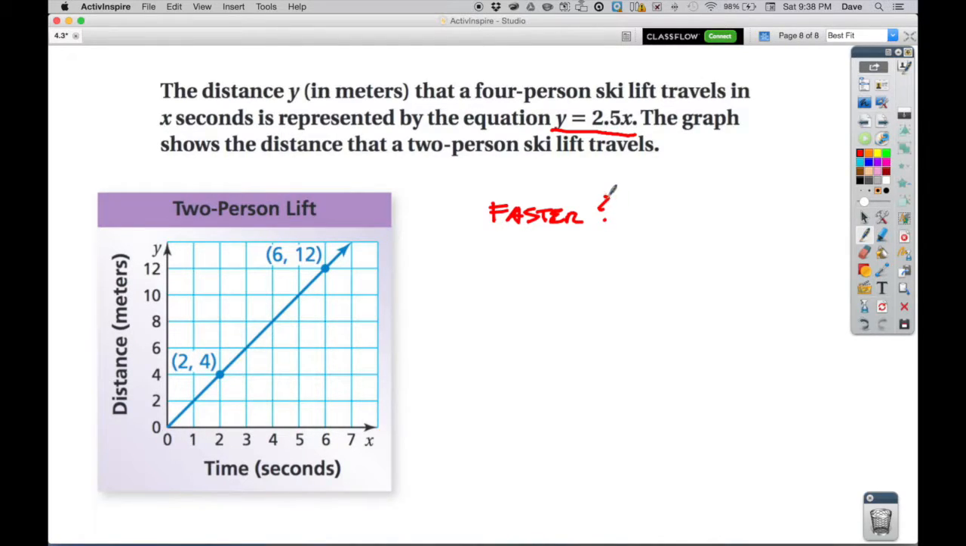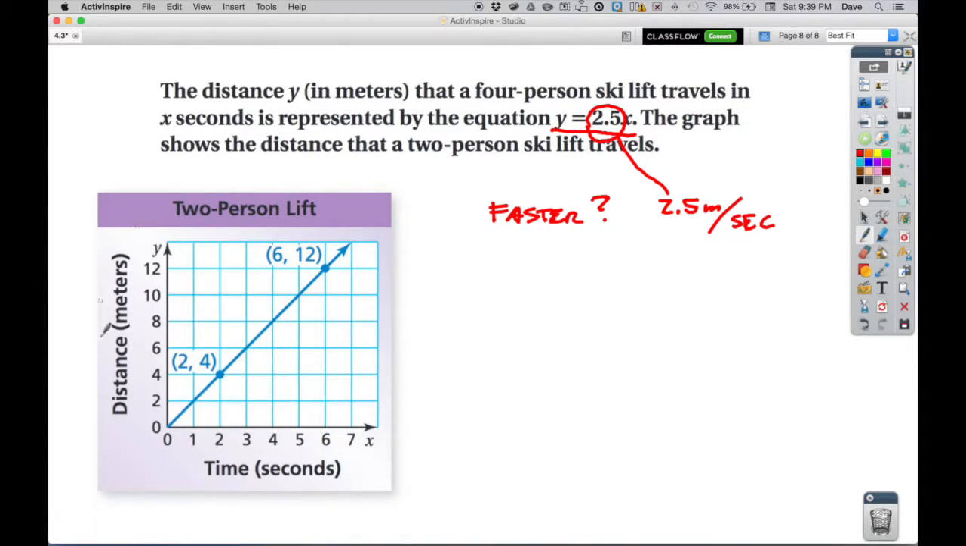Alright. Okay, well, turns out that all we have to do is, again, look at our constant of proportionality. Now in this case right here, this 2.5, that's for our 4-person lift. And what that's saying is it travels 2.5 meters for each second it's been traveling, because x is the number of seconds. So if I say, okay, it's been 1 second, 1 second times 2.5 gives us 2.5 meters. So I travel 2.5 meters per second.